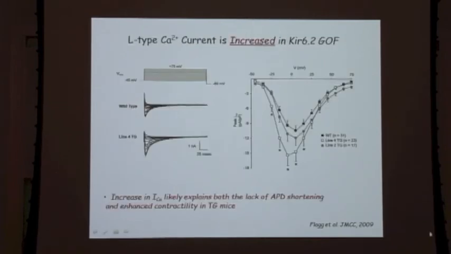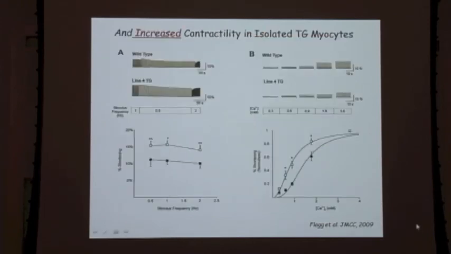But the most dramatic thing we saw was a huge increase in the L-type calcium current. Putting a gain of KATP channel function in the heart gave us a doubling, almost, of the L-type calcium current. So these are families of currents from wild type and mutant. This is wild type in control. This is line 4, which was a high expressing animal, and the line 2, which is a lower expressing animal. So bigger L-type calcium currents associated with enhanced contractility of isolated myocytes.